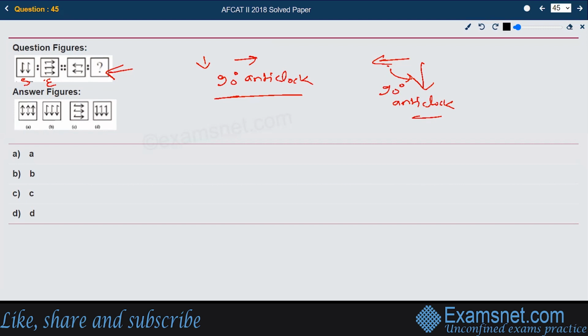And yes, there should be an increment in the arrows. Earlier there were two, in the second figure they have become three. So if there were three here, there were two here, there should become three again. So the right answer becomes option number D, when the arrows are pointing towards the downside and they are three in number. Option D is the right answer.